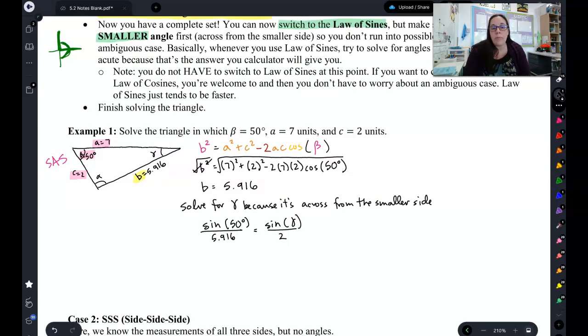Now, you should be a pro at solving law of sines at this point. So what I would like you to do is pause the video, solve this out for gamma. You don't have to worry about the ambiguous case because gamma is an acute angle. You only have to worry about ambiguous case with obtuse angles. And since we're finding the smaller angle, you don't have to worry about it. So pause the video, solve that out on your own, and then come back to check your work.